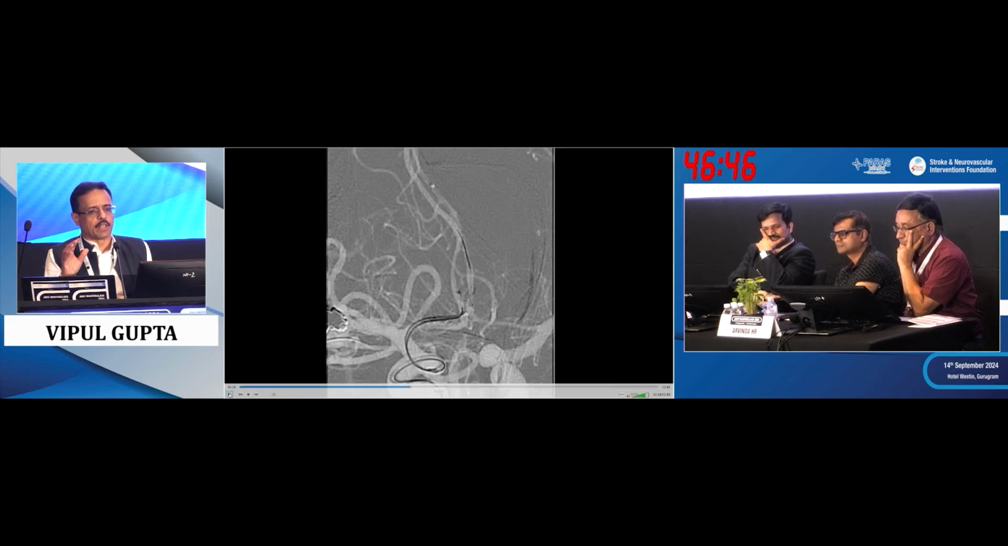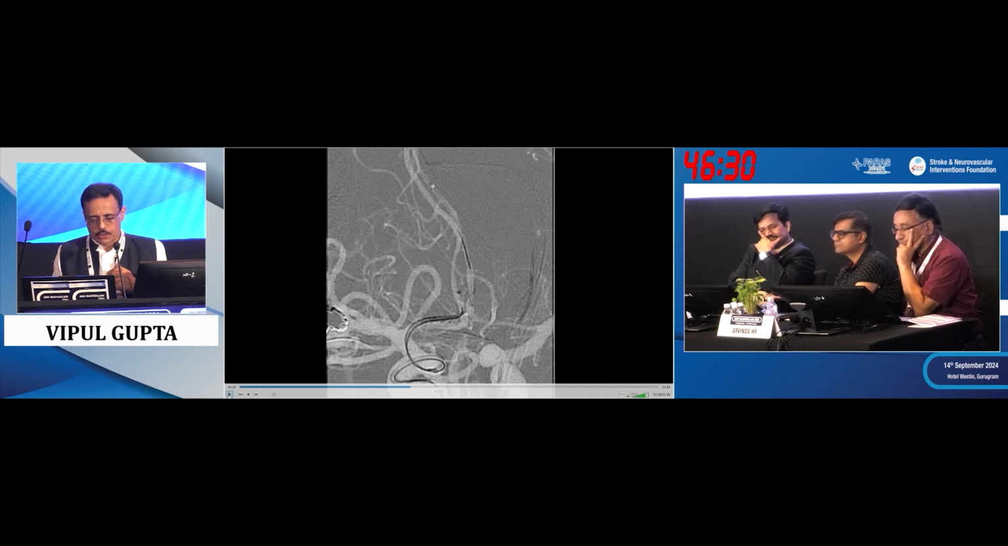Okay, so this is another plane. What we do is we deploy the stent partially, it's partially open at the neck of the aneurysm, and we drop that microcatheter over the stent. So we never catheterize the aneurysm. Once it drops over the stent, it is pointing into the aneurysm. So from that is where we deploy the coil.